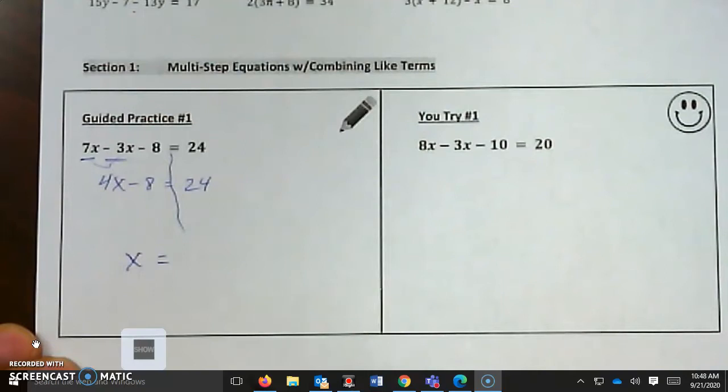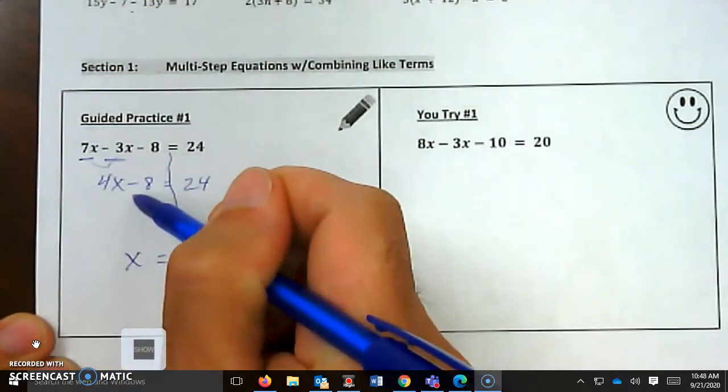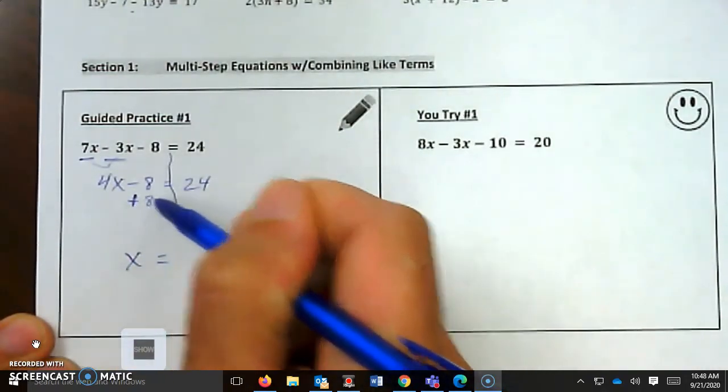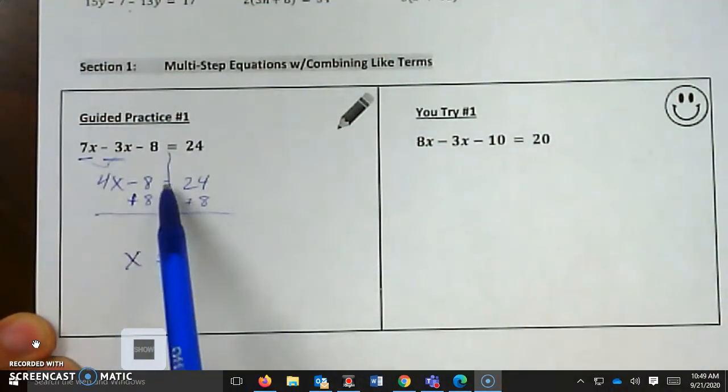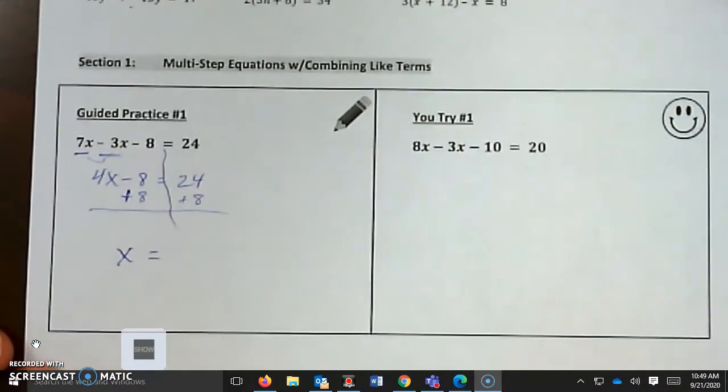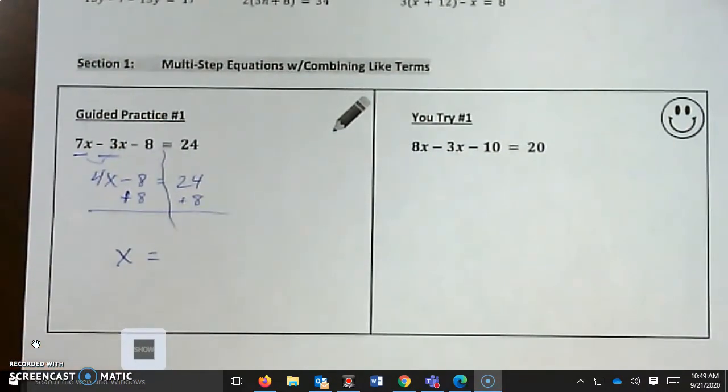I'm going to cancel these numbers one at a time. And I always cancel this one last. So that means I have to undo the minus 8. So I'm going to do the opposite. And for an equal sign, maybe you remember, what you do on one side of the equal sign you have to do on the other. That keeps it balanced. So add 8 to both sides.